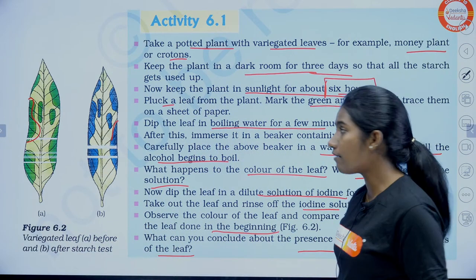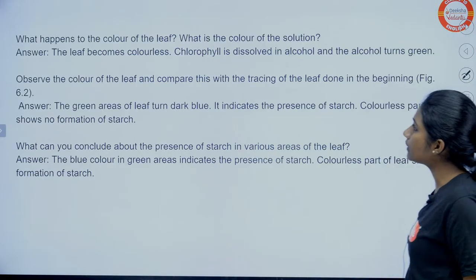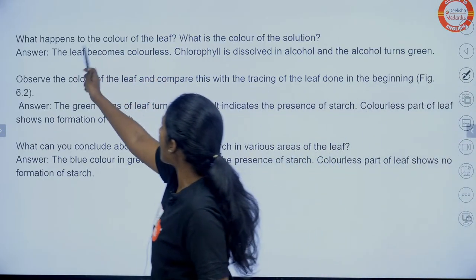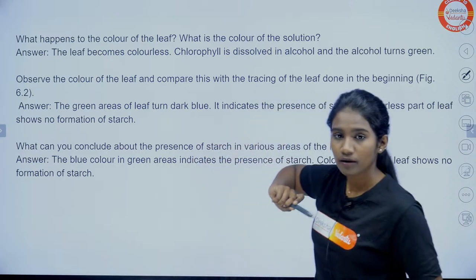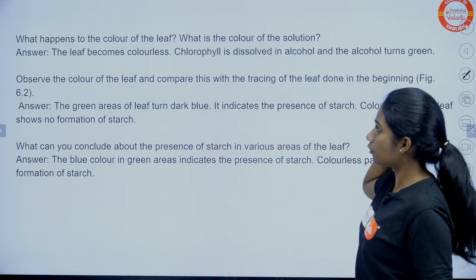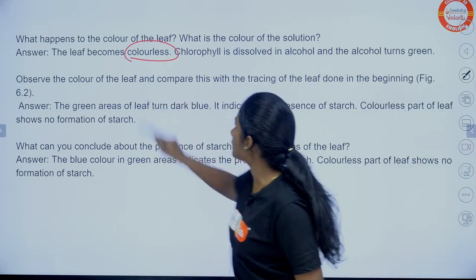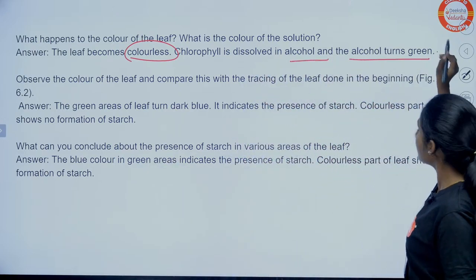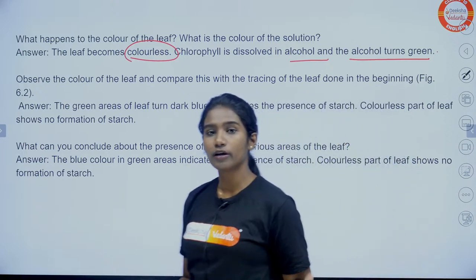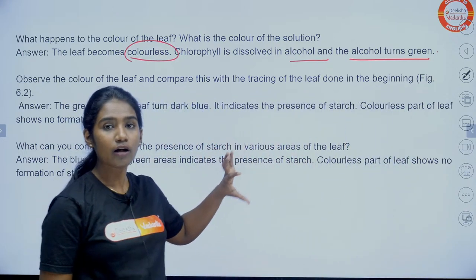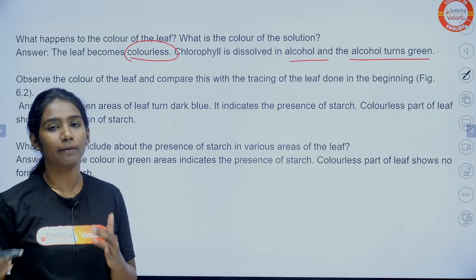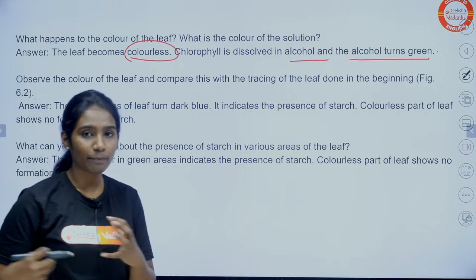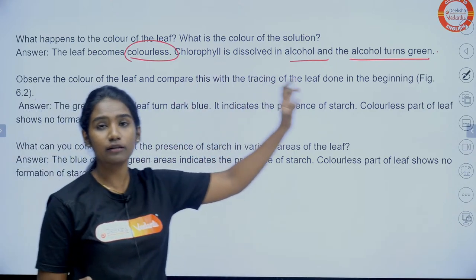Okay students, clear with this? See, now what happens to the color of the leaf? And what is the color of the solution? See, the leaf becomes colorless, and the chlorophyll is dissolved in the alcohol, and the alcohol turns green. Why are we treating the leaf with alcohol? Because we want to remove the pigment. That chlorophyll pigment gives the green color.